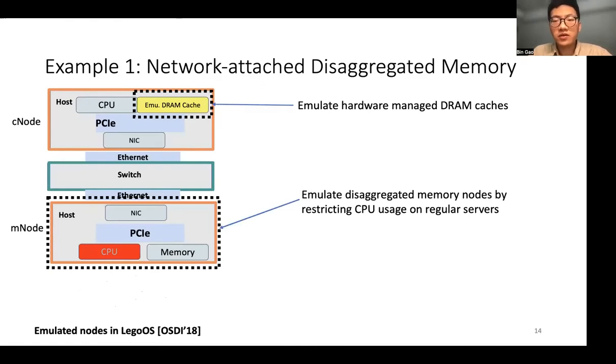The first example is LegoOS. LegoOS proposes architecture and operating system support for memory disaggregation. In their evaluation, the authors emulate the DRAM cache with virtual memory in software. LegoOS also emulates disaggregated memory hardware with regular servers.